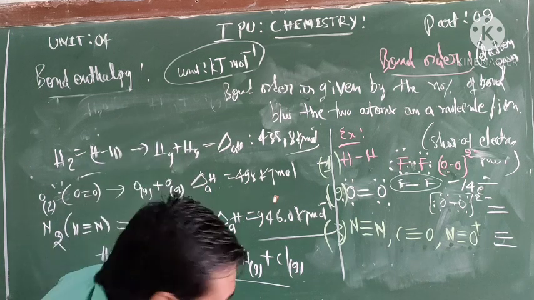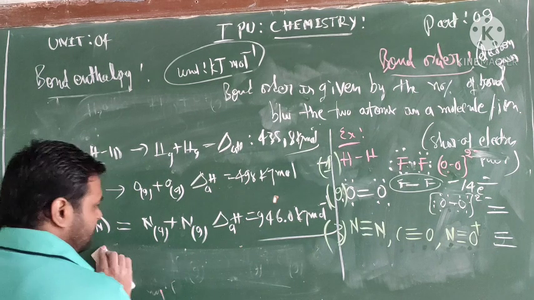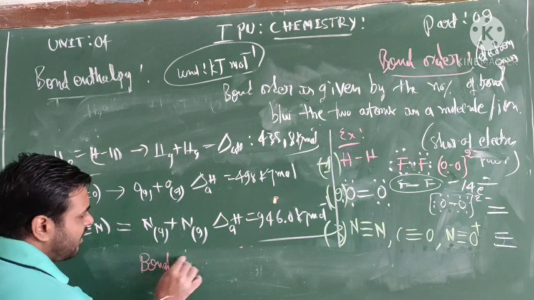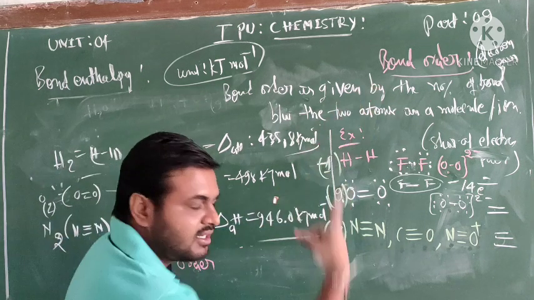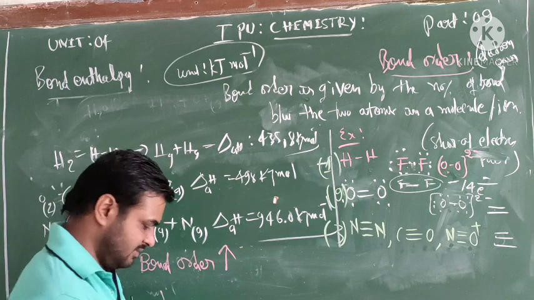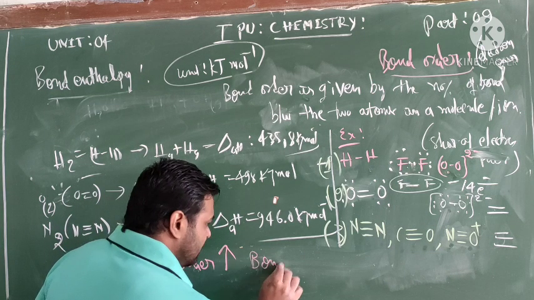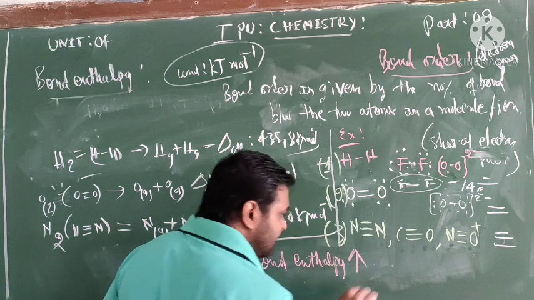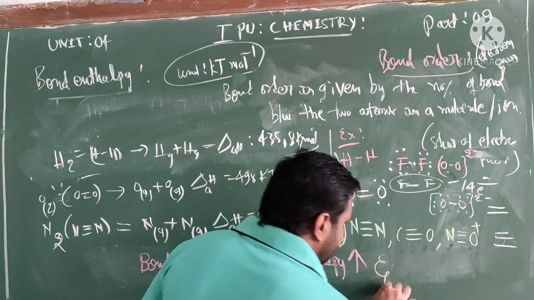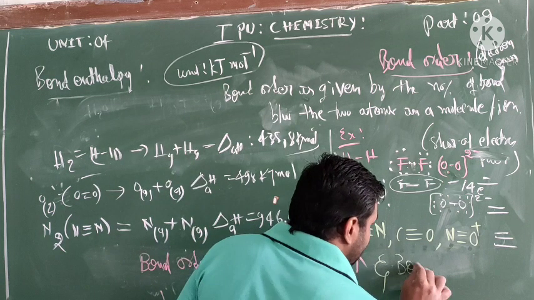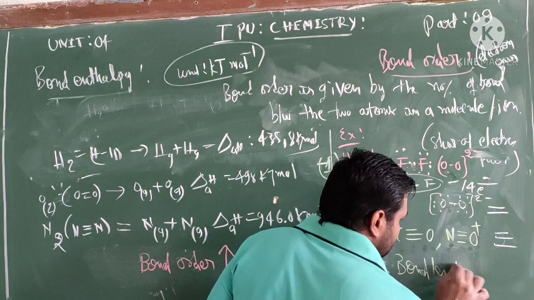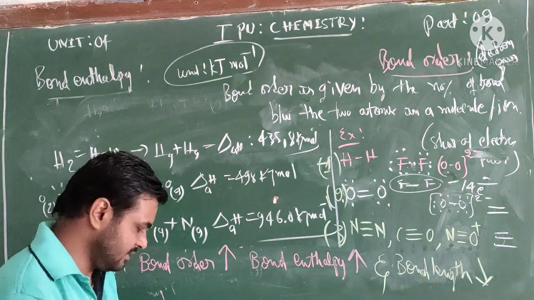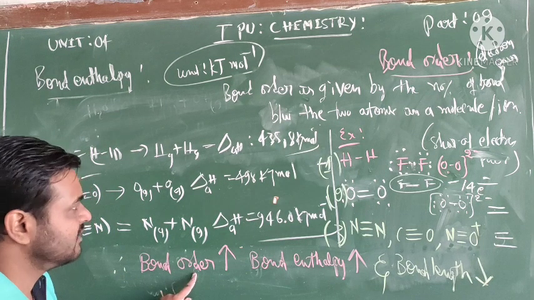So one of the important terms is, see here, bond order. As bond order increases, bond enthalpy increases, and bond length decreases. This is very important. How? See here, one example of bond order.